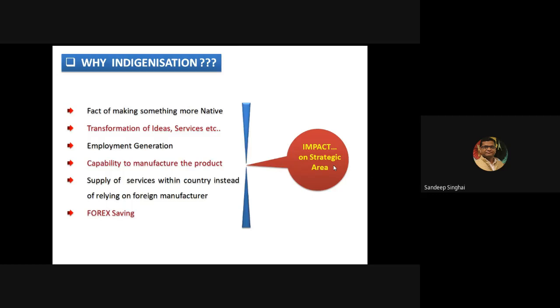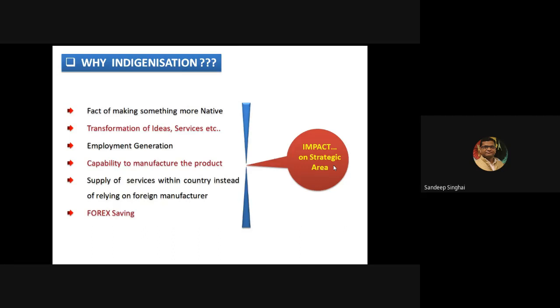Then there is supply of services within the country instead of relying on foreign manufacturers. In case of defense, I can tell you that even petty repairs cost huge money to the exchequer, because a lot of distances are involved, a lot of movements are involved, a lot of regulatory approvals are involved. So if there is something inside the country, that is a great help for the forces and the defense manufacturers.